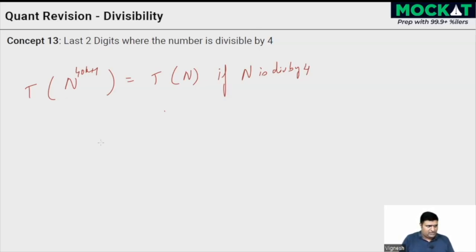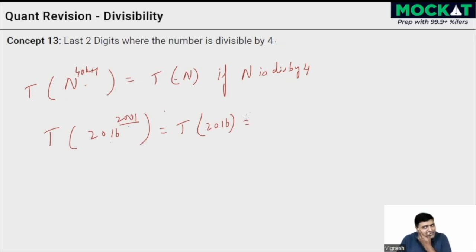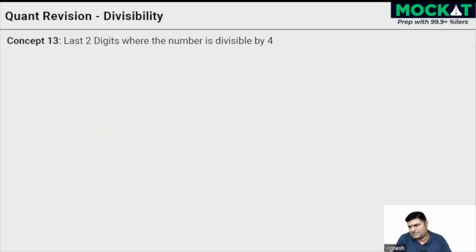We could work with something like 2016 to the power of 2001. The power is in the 40k plus 1 format. If you're looking at the last two digits, that's it. Straight away, we can write down the last two digits of 2016 because the base is divisible by 4 and the power is in the 40k plus 1 format, and it becomes 16. Does this turn up too often? Not very often, right? Again, when the number is divisible by 4, this can be done.